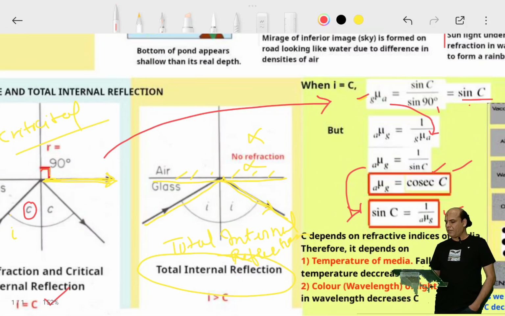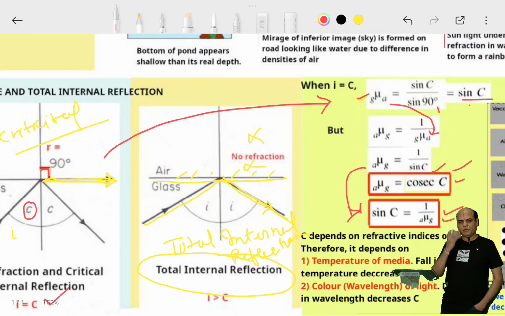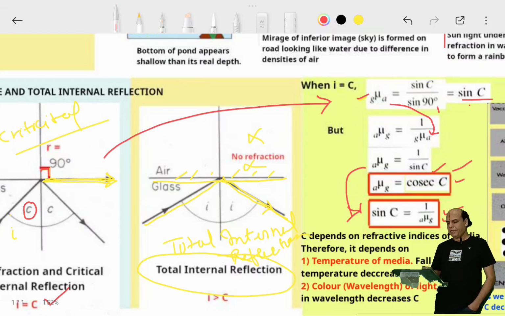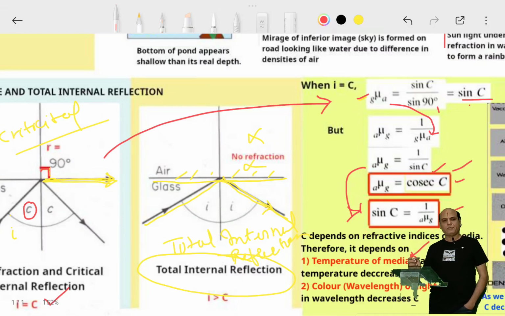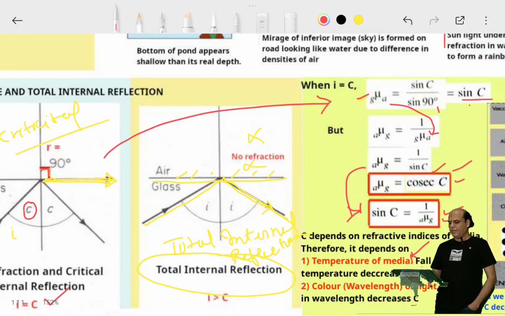Now looking closely at these two equations, we can easily say that the critical angle of any media depends on the refractive indices of the pair of the media. In other words, the critical angle depends on the temperature of the media, and it also depends on the wavelength of the light.